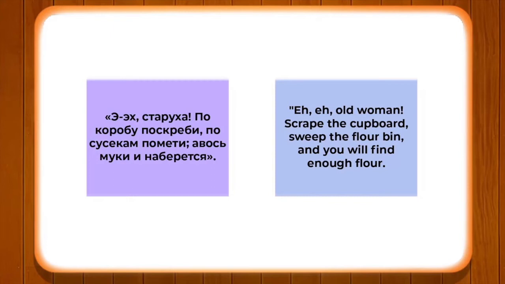The next sentence we have: по коробу поскреби, по сусекам помети, авось муки и наберётся. The old man gives her advice: по коробу поскреби. Here it means sweep the flour bin, the box where the flour is kept. По сусекам помети, scrape the cupboard and sweep the flour bin. Авось here means, and of course, surely you will find some flour, муки и наберётся.